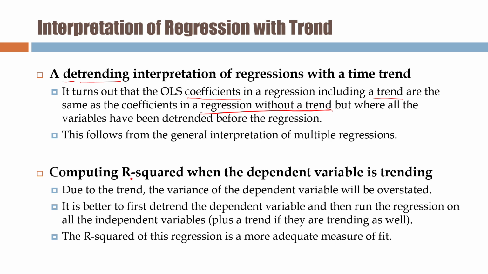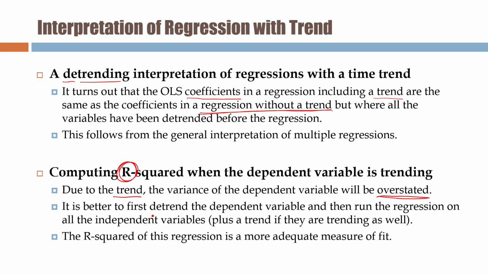And the R square also. Sometimes the trend is too obvious, and because of the trend we can have a pretty high R square. That's possible. So when we run any different kind of model, all of them can have a pretty high R square. That's why, due to the trend, the variance of the independent variable will be overstated. So we can have a pretty high R square.